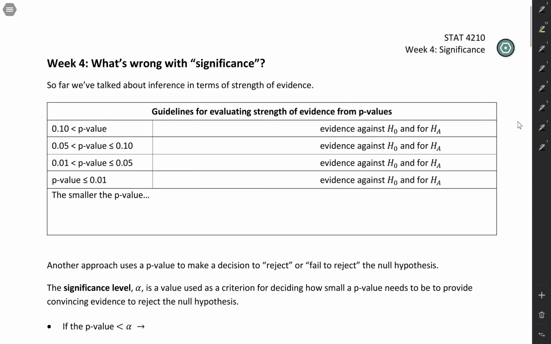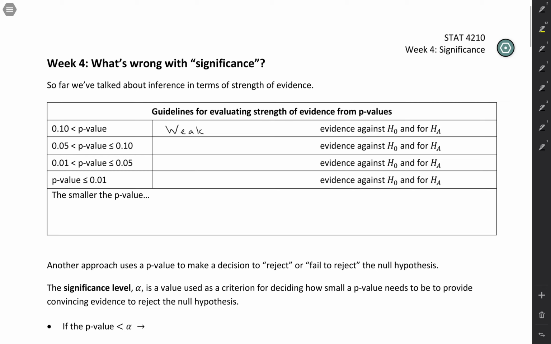So far, we've been talking about inference in terms of the strength of evidence, and we proposed some loose guidelines for describing how strong the evidence is based on the p-value. So if your p-value is larger than 0.1, I would probably say that is weak evidence, because if something happens more than 10% of the time just by random chance alone, that's not great evidence that there's something else beyond chance happening here. So that would be weak evidence.